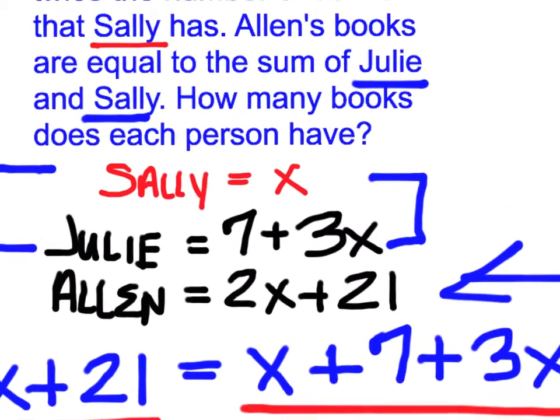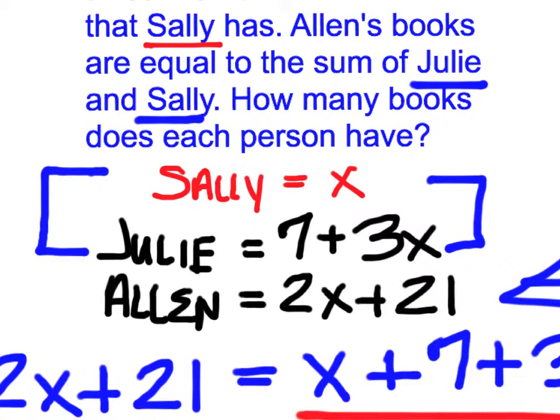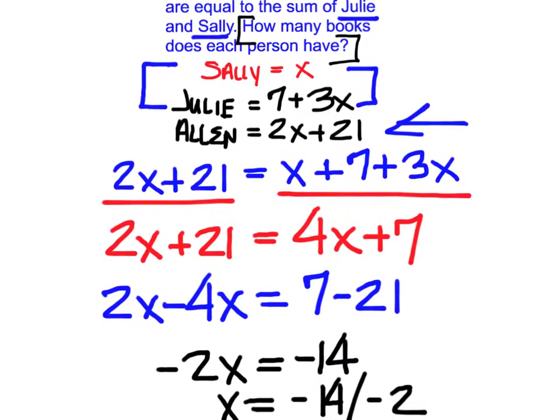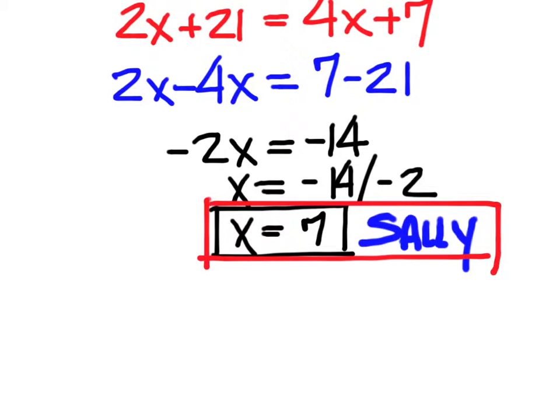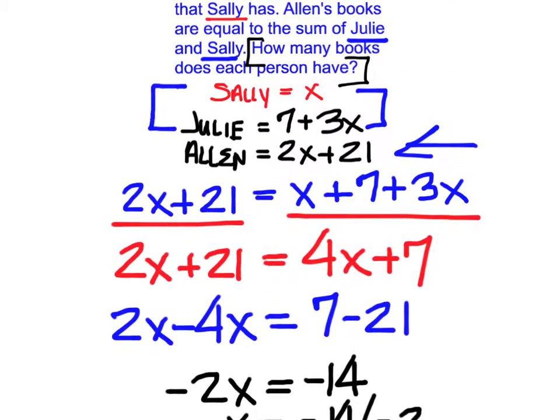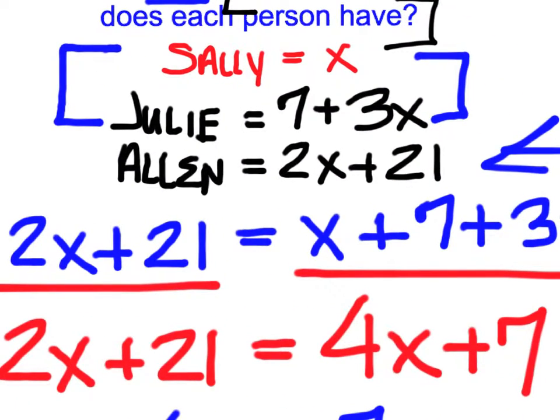What is the question asking? How many books does each person have? So you have to list each person and show how many books they have. Well, we've already taken care of Sally here. Sally has 7 books. So now the next person we have to take care of is Julie.